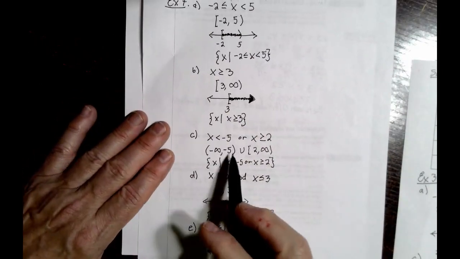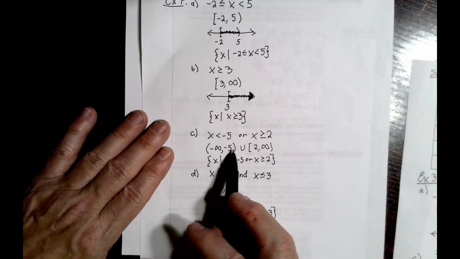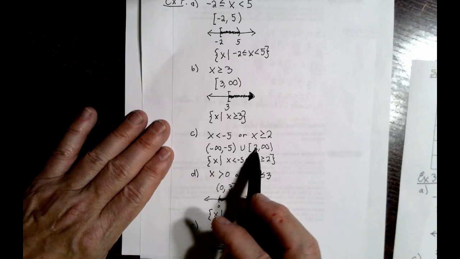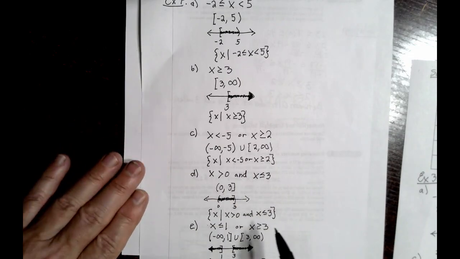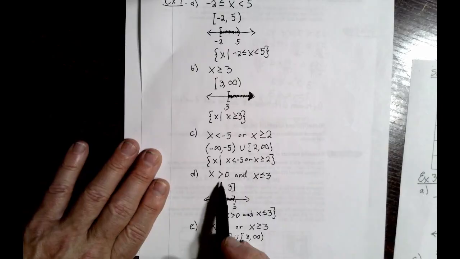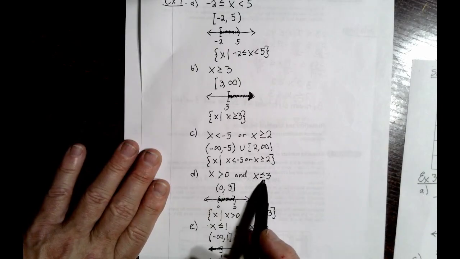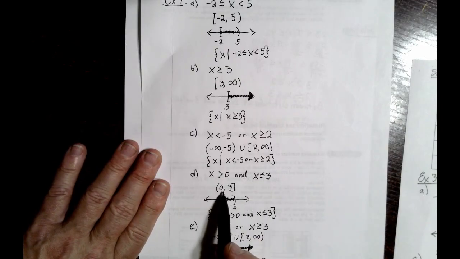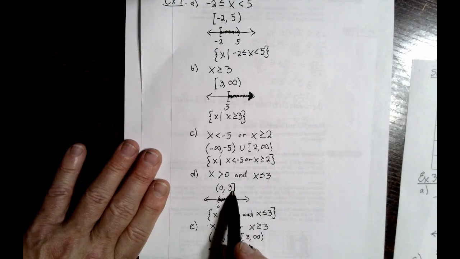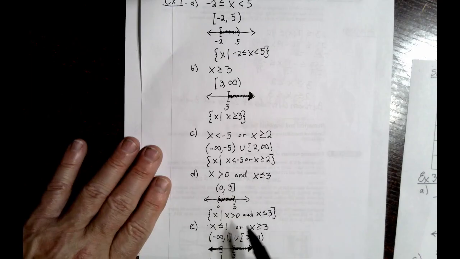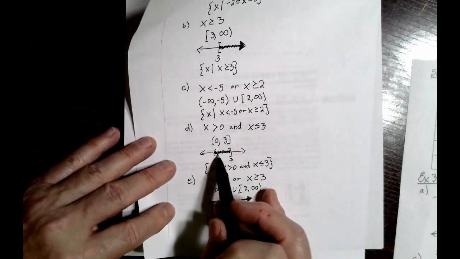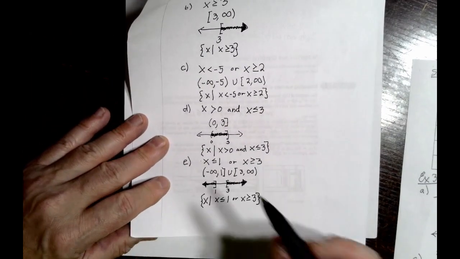Okay, now with the AND, we're going to take each answer, and they want us to write it in interval notation or set builder notation. And then this one, we're talking about greater than 0 and less than or equal to 3. So it's between 0 and 3, because you want to know what they have in common, where they overlap. And that's your set builder notation.